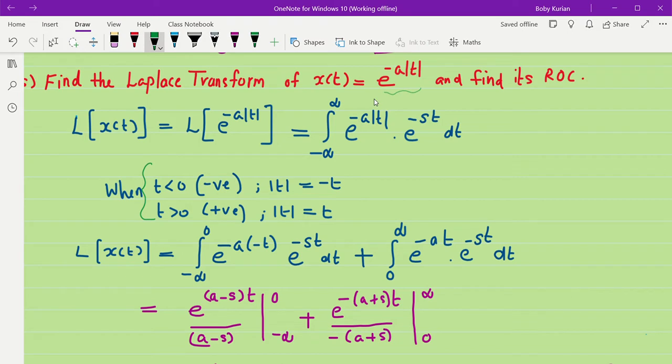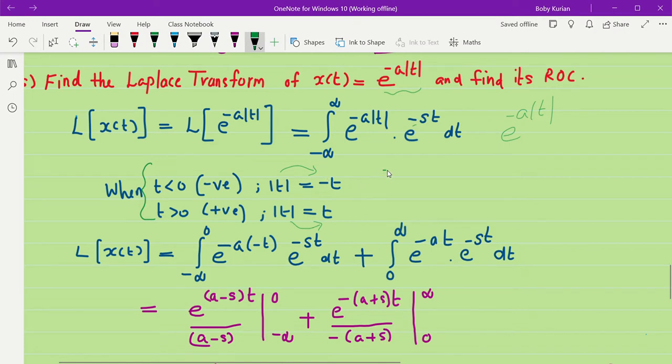Now let's find the Laplace transform of e power minus a modulus of t. When we consider the modulus of t, for negative values of t, that is when t is less than 0, modulus of t equals minus t, and for positive values of t, we know that modulus of t equals plus t.